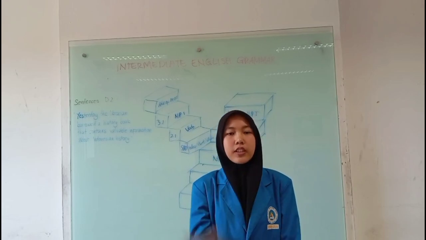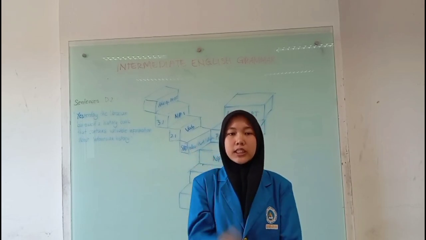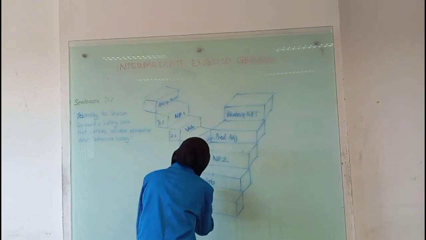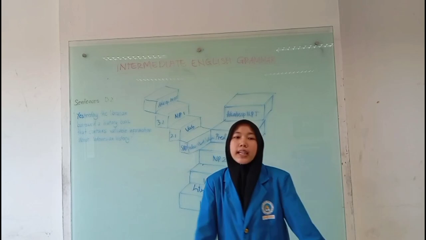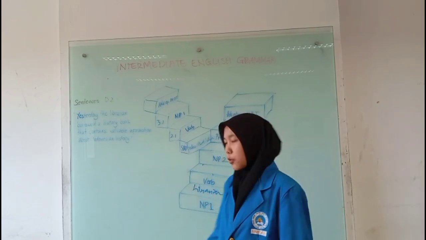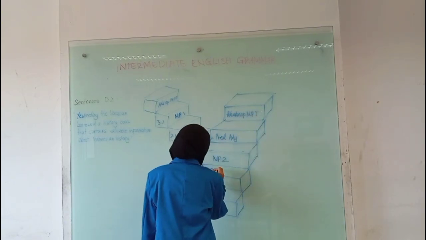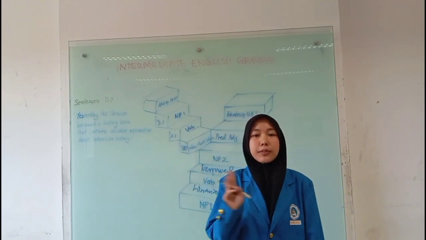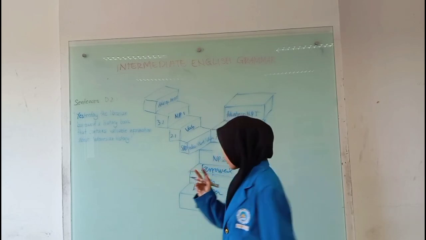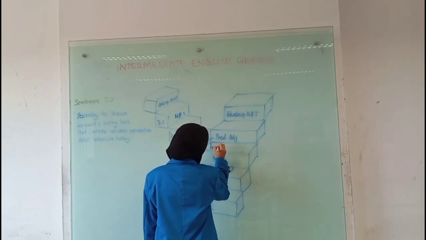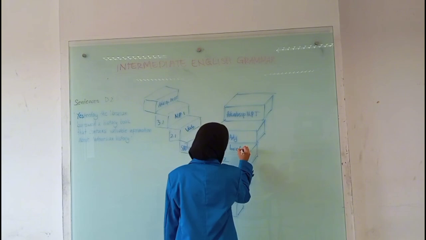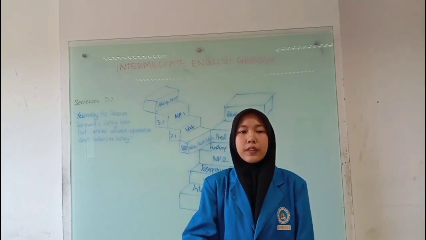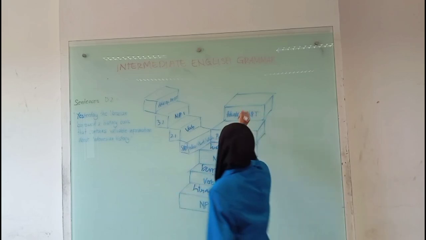Now, I would like to explain stepping the 5 stair D2. First, I identify the 5 main stairs. The first stair is NP1, which is the librarian. The second stair is verb, which is borrowed. The third stair is NP2, which is a history book. We skip stair 4, and the fifth stair is adverb, yesterday.